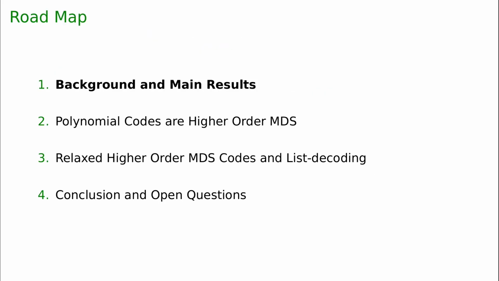To start, we will go over the necessary background to understand the main results and then present the main results. Then, we will discuss the first paper, Polynomial Codes or Higher Order MDS. Then, we will discuss the second paper by looking at what are known as relaxed higher order MDS codes and their applications to list decoding. Finally, we will conclude the talk and give some open questions.